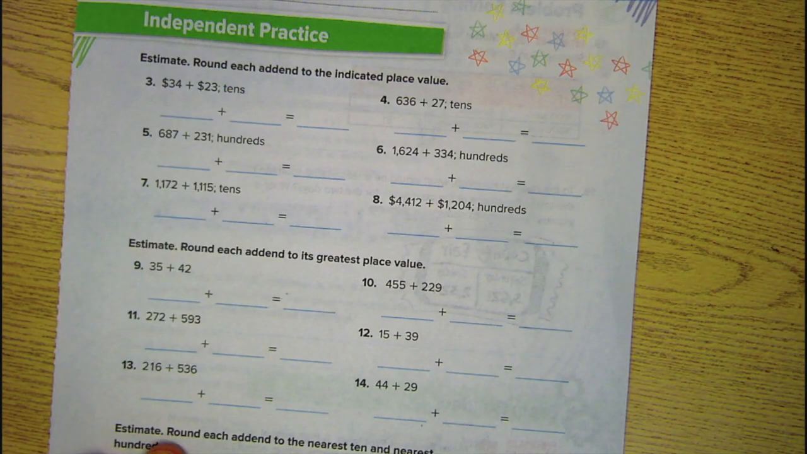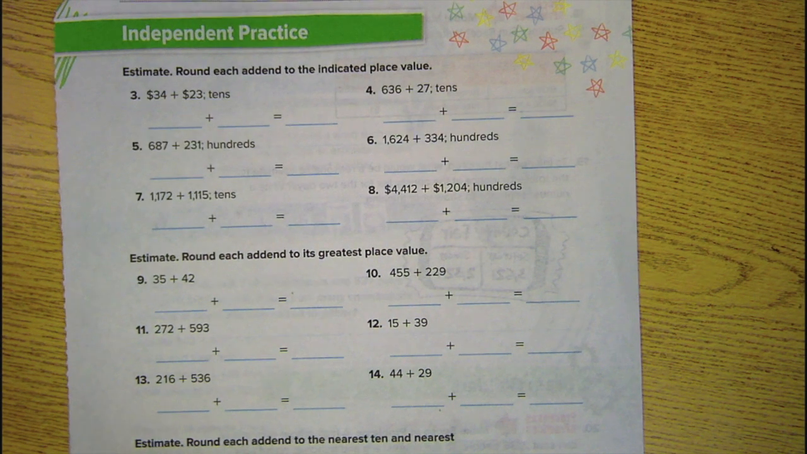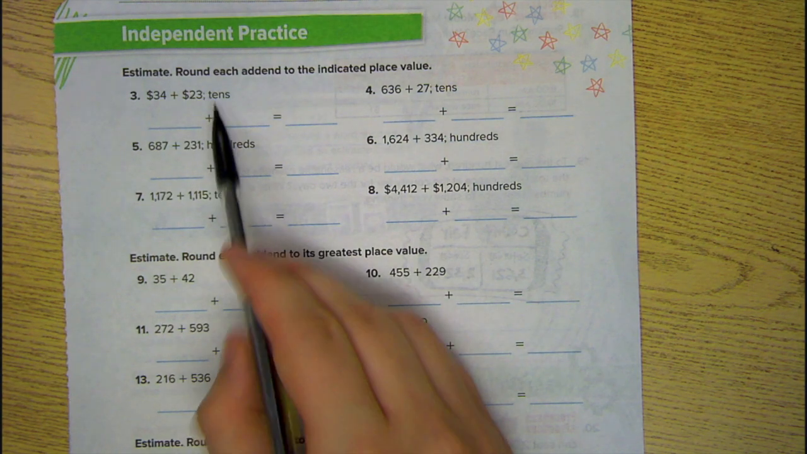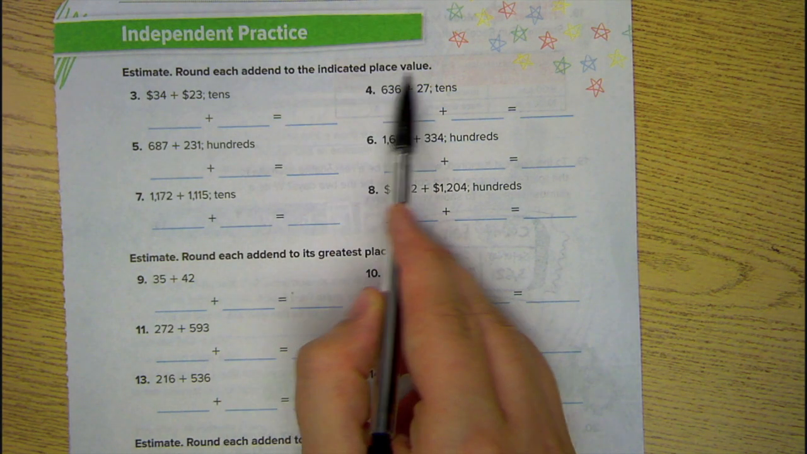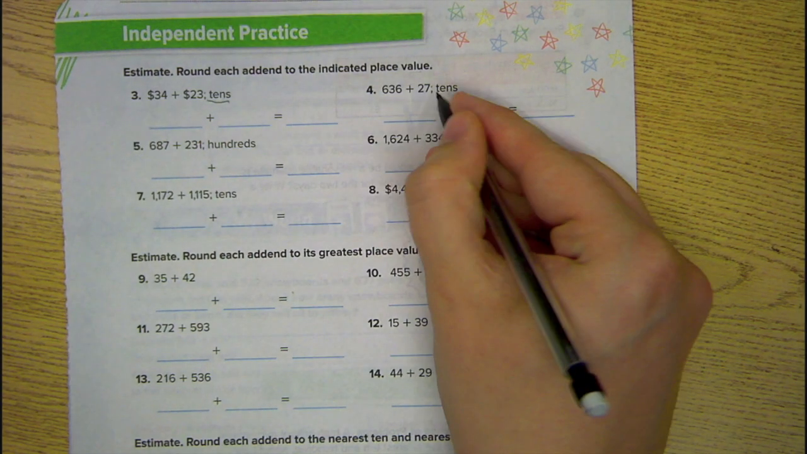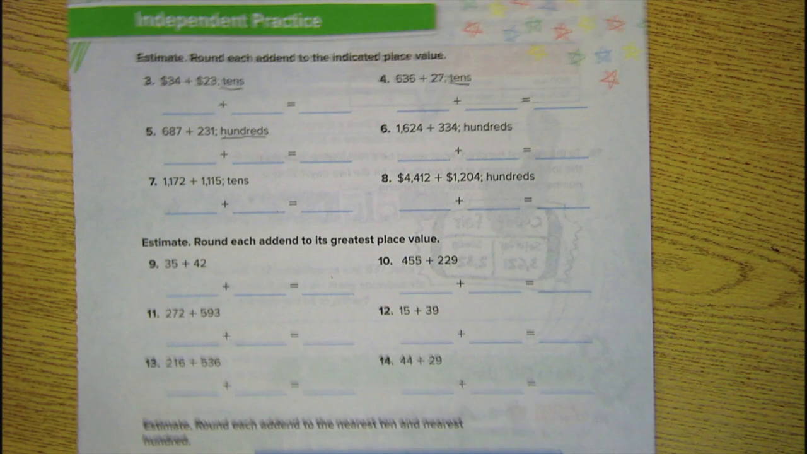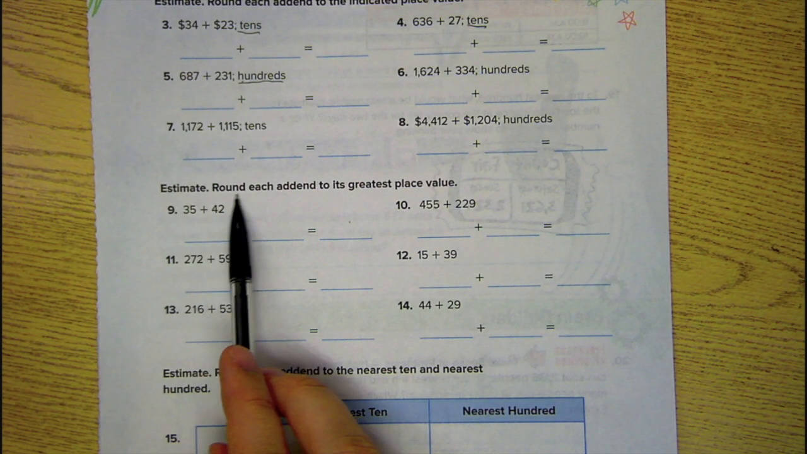All right, I'll quickly show you what to do on the independent practice, but this is the practice for you to try on your own. So I'm just going to go over the directions. You're going to round each addend to the indicated place value. So for number 3, you're going to round to your tens. For number 4, to your tens. For number 5, to your hundreds. So just check that for 3, 4, 5, 6, 7, and 8.